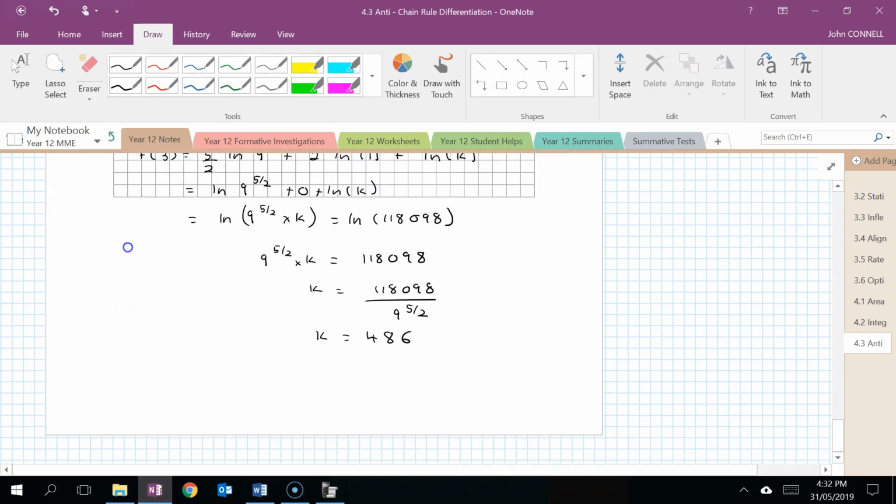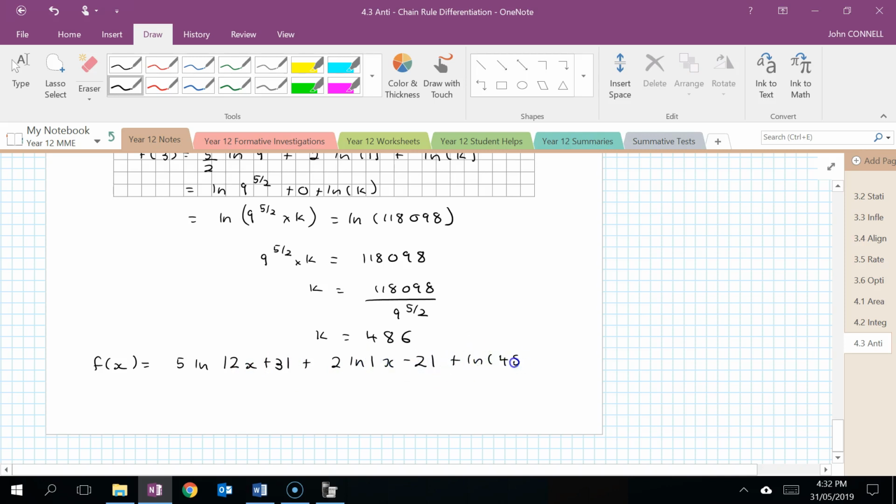And so the final function is f of x is equal to 5 on 2 ln of modulus of 2x plus 3, plus 2 ln of modulus of x take 2 plus ln of 486. We could seek to simplify in slightly different ways, but that's fine. We'll just leave it like that. And that's the end of what we're doing.